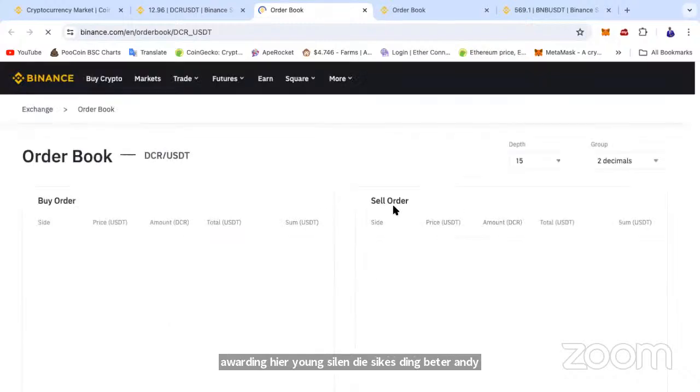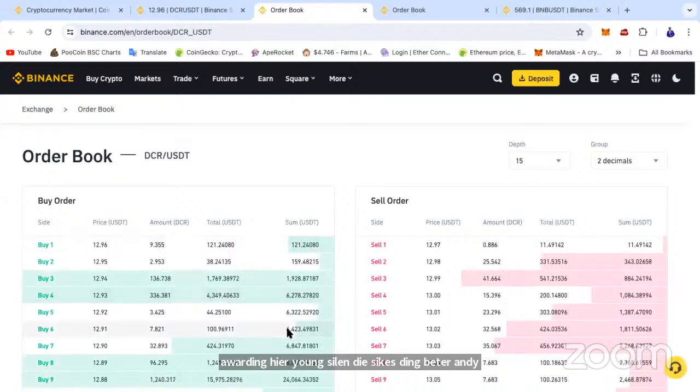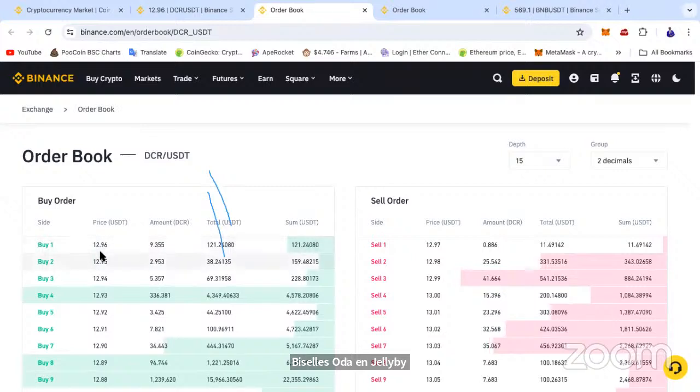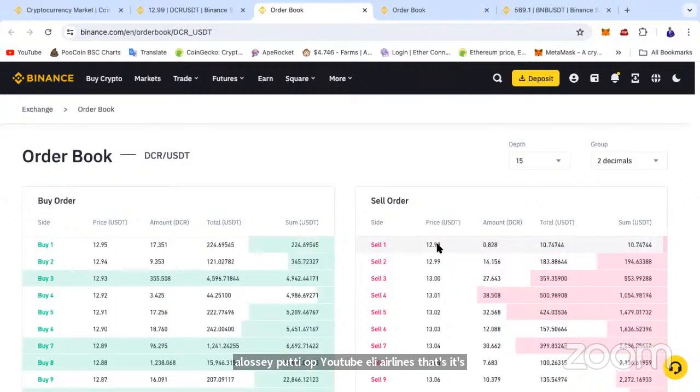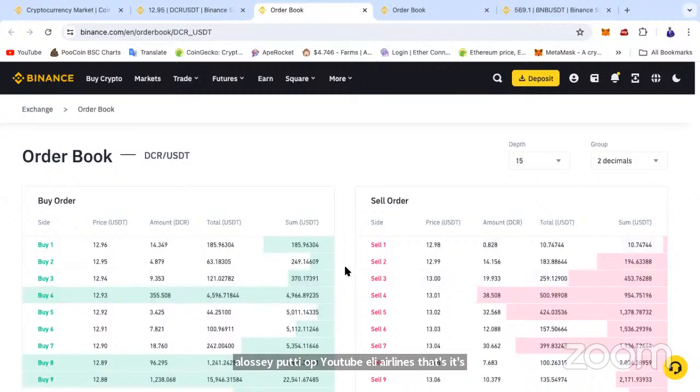Here we have the sell order and here we have the buy order. So you put your focus on the price movements at which the buyers are buying, and also on the price at which the sellers are selling. You'll find that the sellers are back in the game, although the buyers are trying to refuse.